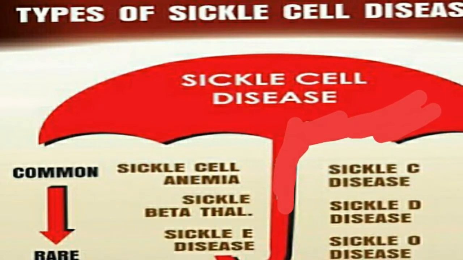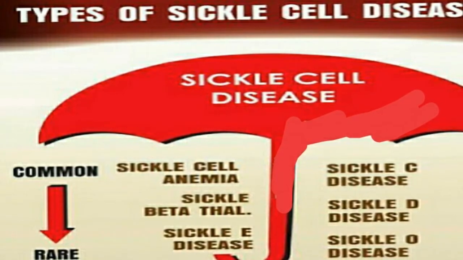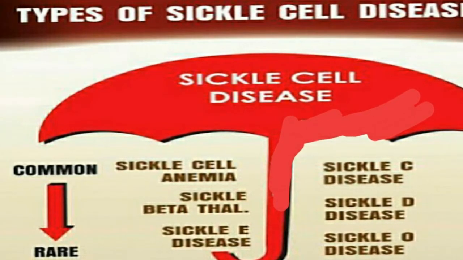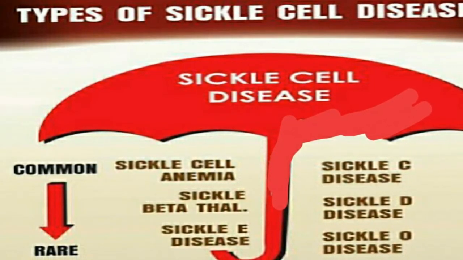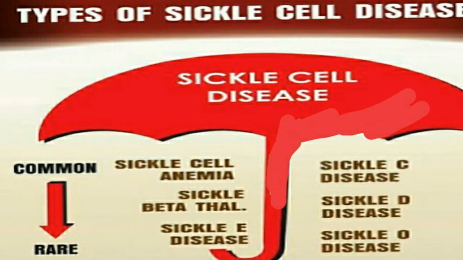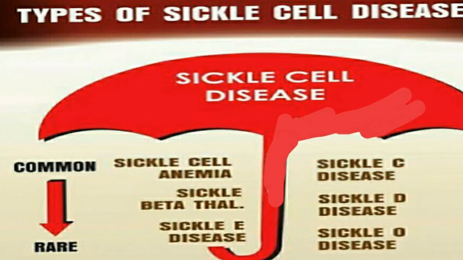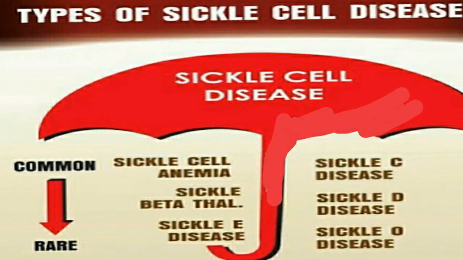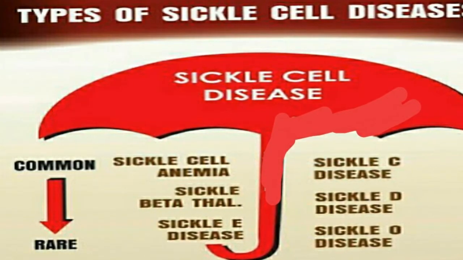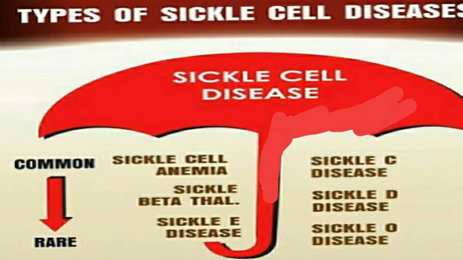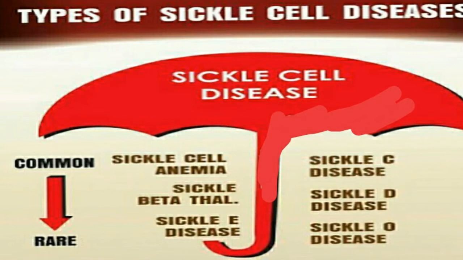Hemoglobin SC disease. Hemoglobin SC disease is the second most common type of sickle cell disease. It occurs when you inherit the hemoglobin beta S gene from one parent and the hemoglobin C gene from the other. Individuals with hemoglobin SC disease may have similar symptoms to individuals with hemoglobin SS disease. However, the symptoms may be less severe.